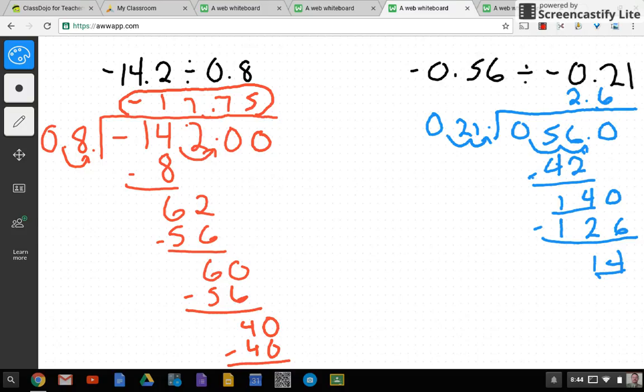So I'm going to say this is 2.6 repeating. And if I do a negative divided by a negative, my answer is always positive. So I am positive that that is my answer right there. Okay.